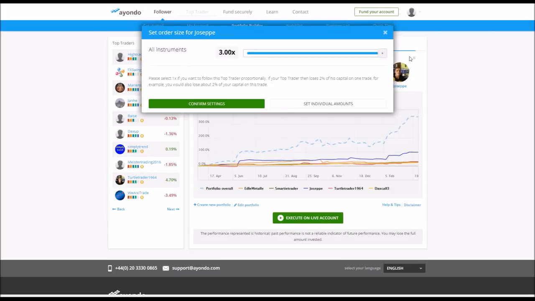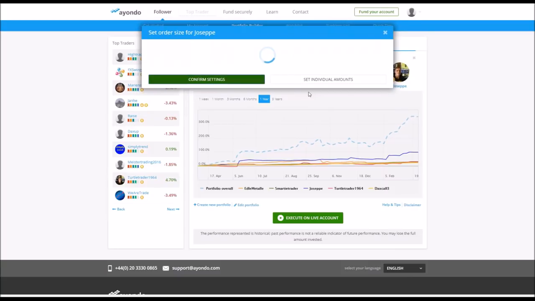Or if I'm feeling particularly aggressive, I can bump it up as far as 3 times. So if Giuseppe does a trade where he's risking losing 2% of their account based on where the stop loss goes, the stop loss will be at the same position on my account, but I'll be trading at 3 times the size in terms of risk. Okay, but let's just leave it at 1.